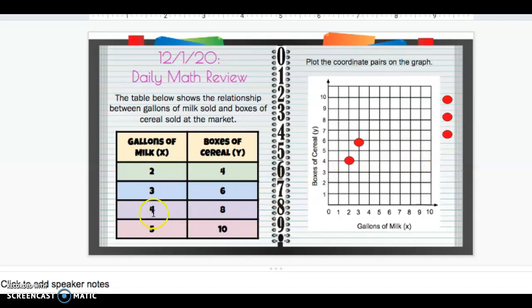Then the next one is 4, 8. So you start at your point of origin. You walk to your 4, fly to your 8.